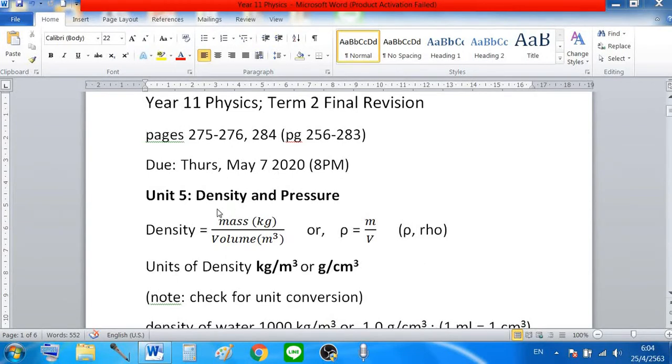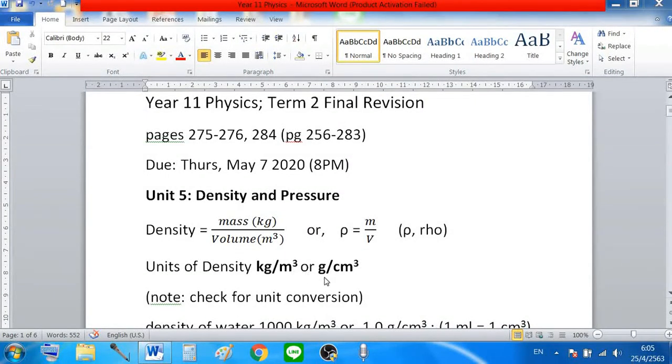It is Unit 5, Density and Pressure. It begins with density. The equation is density equals mass in kilograms over volume in meters power 3. Remember, volume is three-dimensional, so it is meters power 3. The symbol is this funny looking P, which we say rho. Rho is equal to mass over volume, or M over V. The units of density are kilograms for mass over meters power 3 for volume, not power 2, meters power 3.